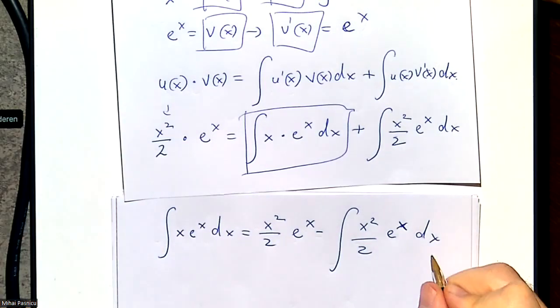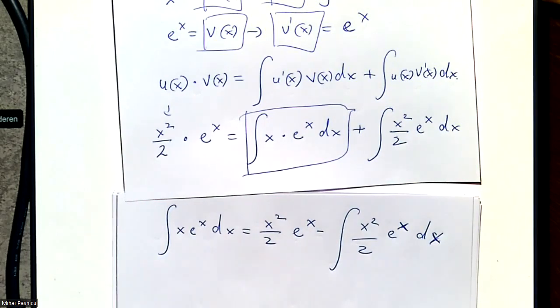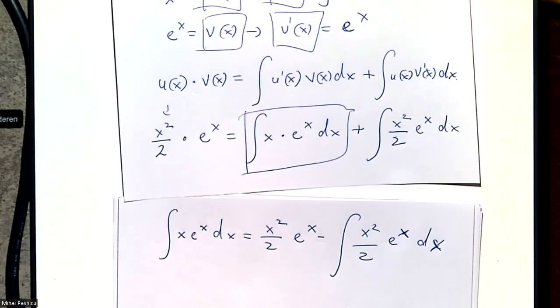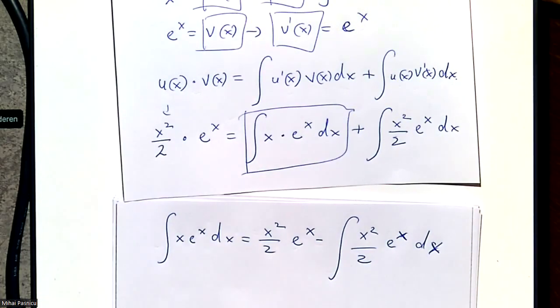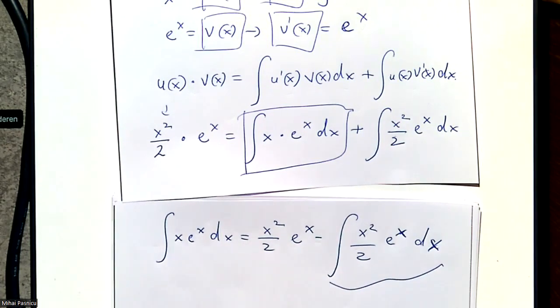Okay? Now, what is the problem here? In order for me to compute this, which is what I started with, I have to compute this, which is even uglier than what I started with. So at this point, once you get this result, you should be like, yeah, this is not going to work out. Okay?